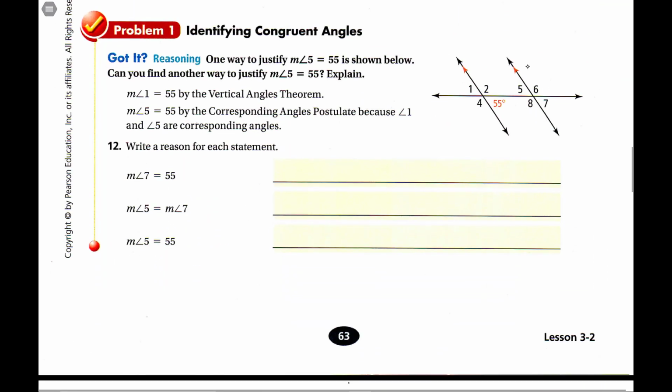All right, problem number 1. So here's our first problem. We're going to start applying these things. Problem number 1, we are given this figure. It has the 8 angles indicated. One angle is indicated to be 55 degrees.